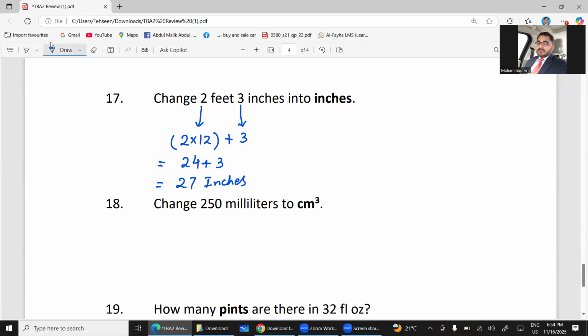Question 18 is change 250 milliliters to cubic centimeters. You know, milliliter and cubic centimeter are equal. 1 milliliter is equal to 1 cubic centimeter. Then 250 milliliters will be equal to 250 cubic centimeters. You can write cc or cubic centimeter, like this. Both are correct.